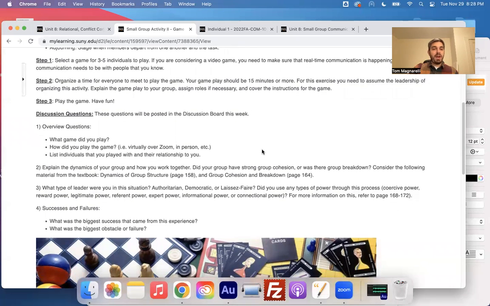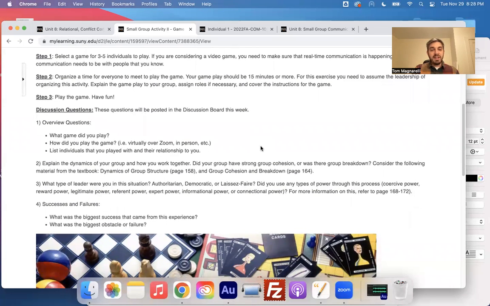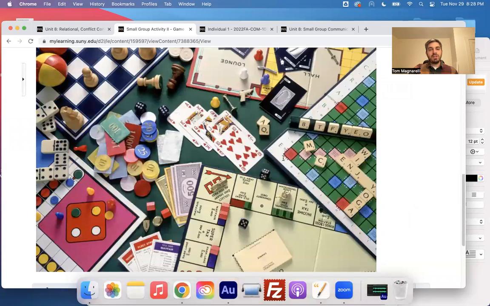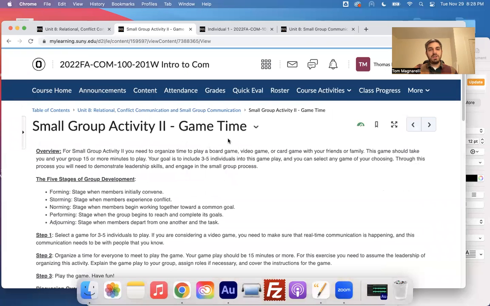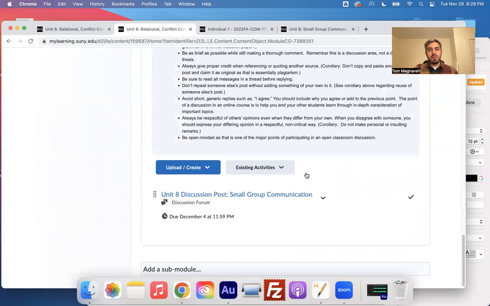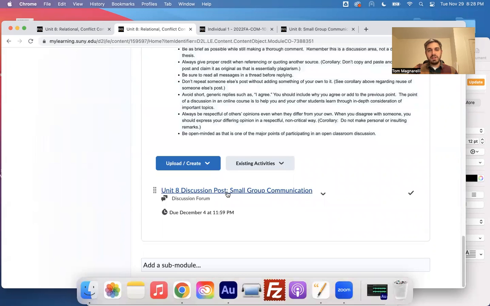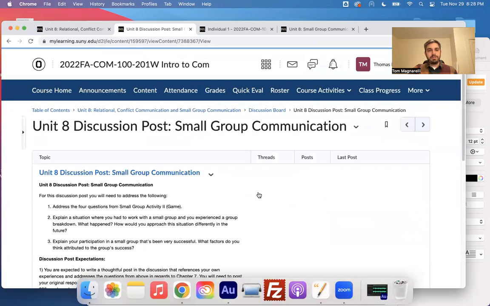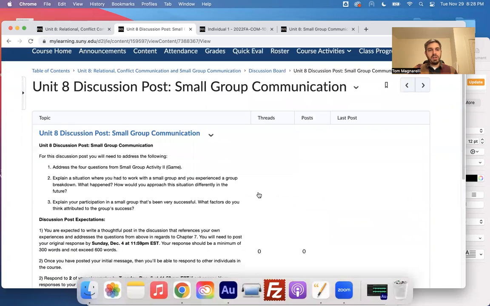And successes and failures. What was the biggest success that came from this experience? What was the biggest obstacle or failure? Okay, so this is your small group activity 2. And let's take a look at where you'll be posting this. You've got your Unit 8 discussion post for small group communication. So in here, for this discussion post, you will need to address the following.